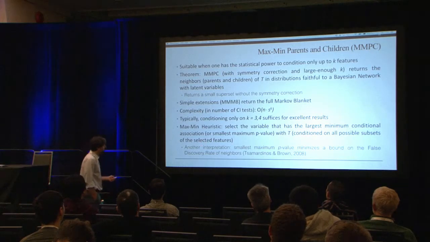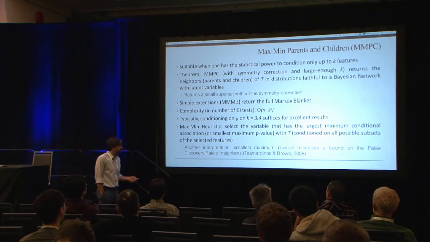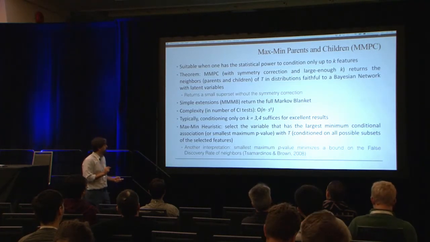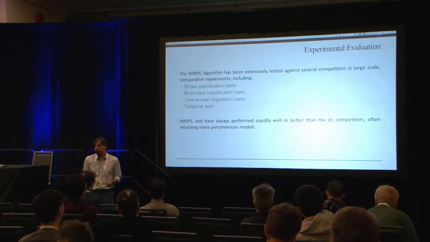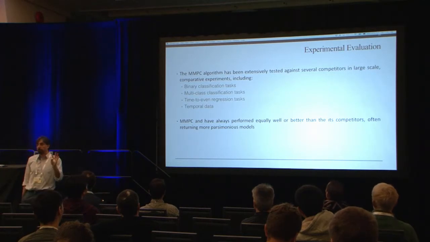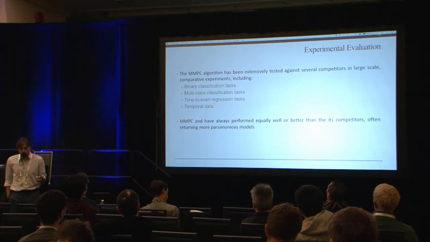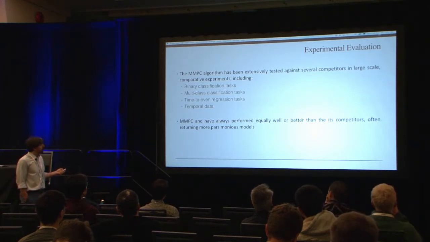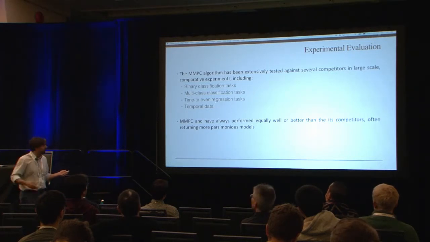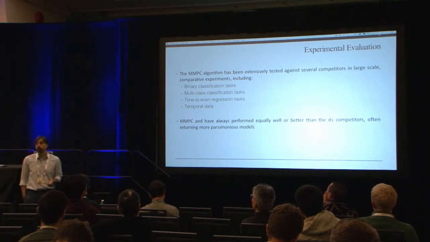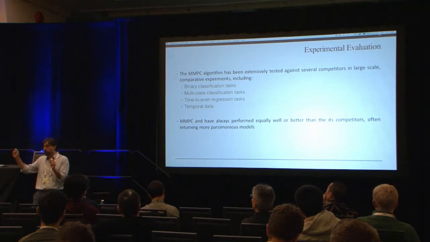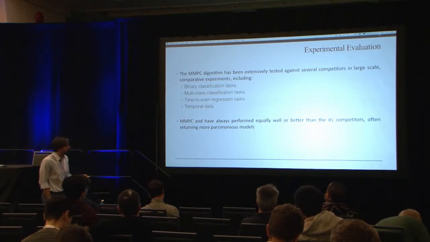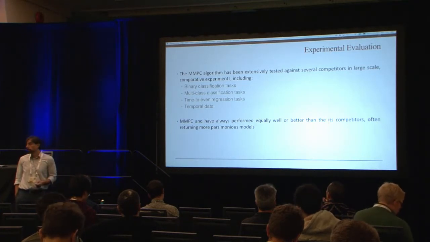Now, a little bit about the heuristic. We discovered a nice interpretation in 2008 that it actually minimizes a bound on the false discovery rate of the neighbors. And it's pretty effective. This algorithm and variants have been thoroughly tested against many other feature selection algorithms in the literature, in many data sets, different types of tasks, particularly in a series of papers against binary classification tasks, multi-class classification tasks, time to event or survival analysis, and also recently for temporal data, where you actually try to predict a trajectory given other trajectories. And the bottom line is that MMPC always performed equally well or better than its competitors, often returning more parsimonious models and fewer selected variables.